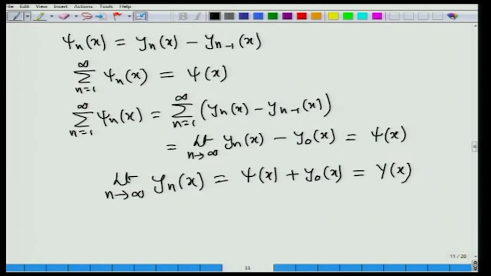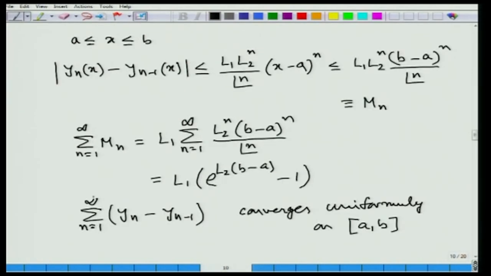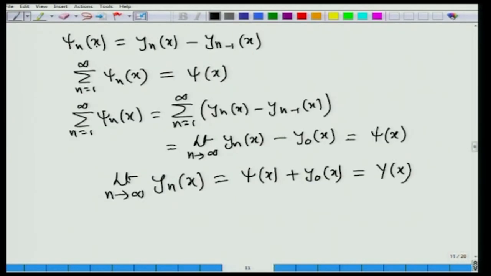So, this is the proof of the result, that these approximate iterates are actually converging to a uniformly continuous function, because each iterate is continuous and the series summation n running from 1 to infinity psi n x, that is y n x minus y n minus 1 x, is uniformly convergent over the interval a comma b, and denoting the sum function by psi x, we have established that limit n tends to infinity y n x converges to this one.